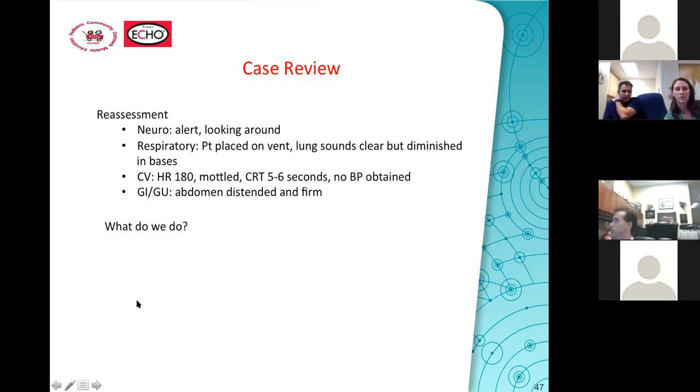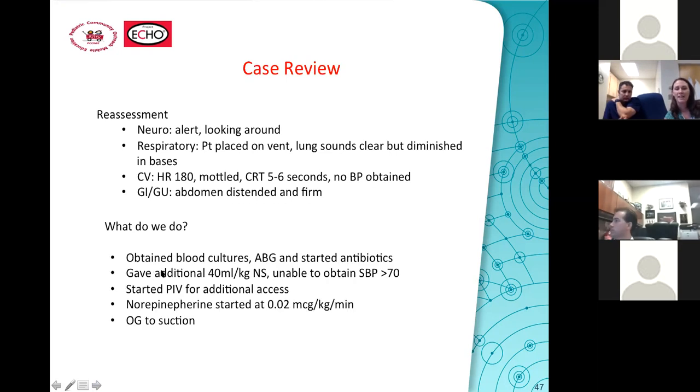So as you can imagine, we went ahead and obtained blood cultures. We got a gas and started antibiotics. We gave the additional 40 per kilo of fluid. And I did go ahead and push that through the IO, but we still were not able to obtain a blood pressure greater than 70. We started a PIV for additional access.